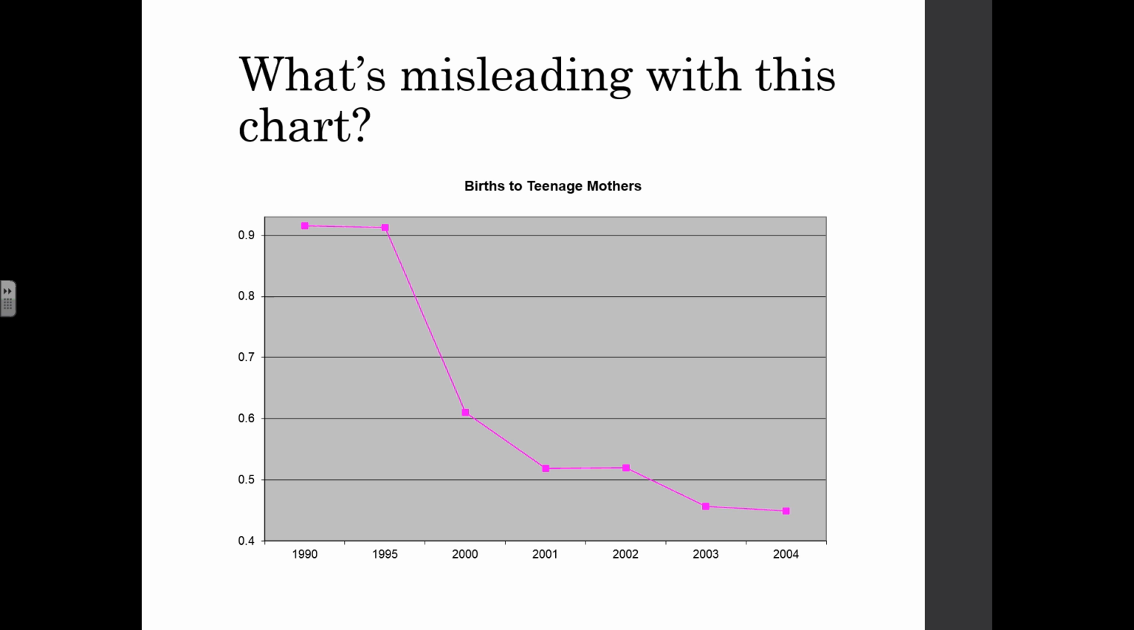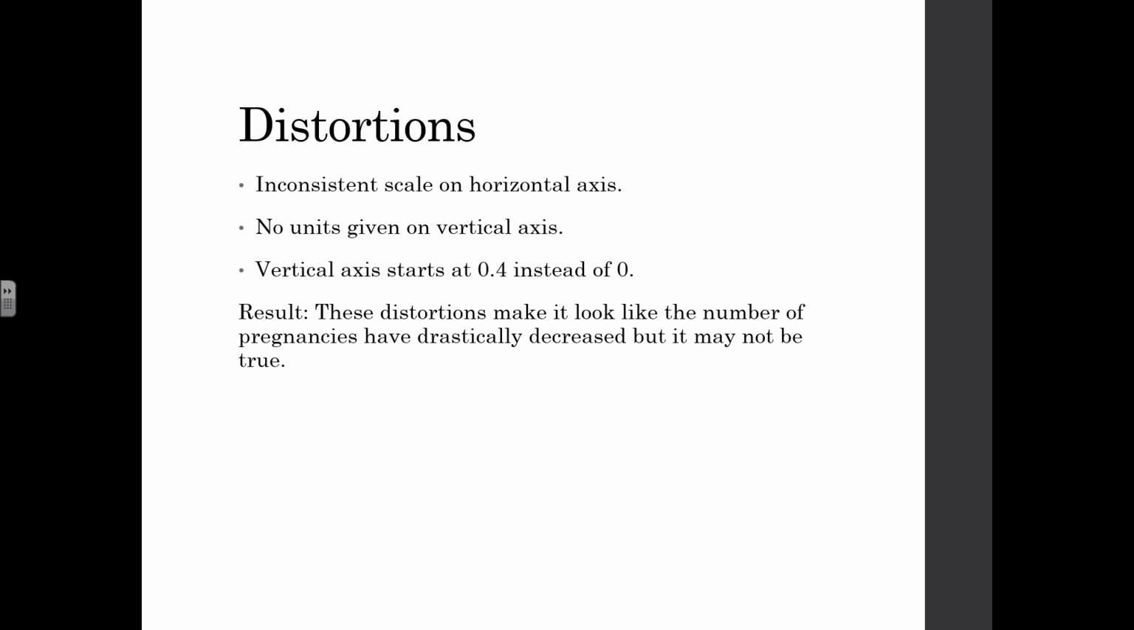Another thing that's misleading about this chart is that there are no units given on the vertical axis. So we don't know exactly what we're talking about when it says 0.9 what. To summarize, the distortions on this chart were inconsistent scale on the horizontal axis, no units given on the vertical axis, and the vertical axis starting at 0.4 instead of starting at 0.